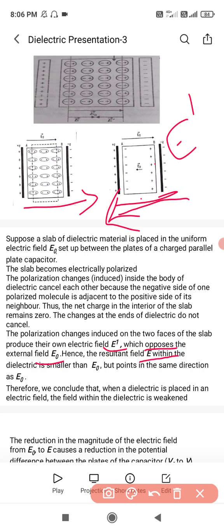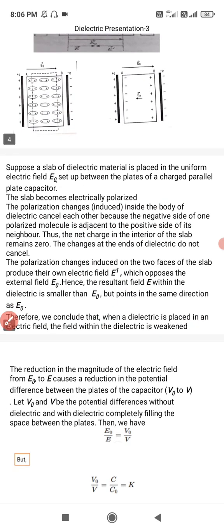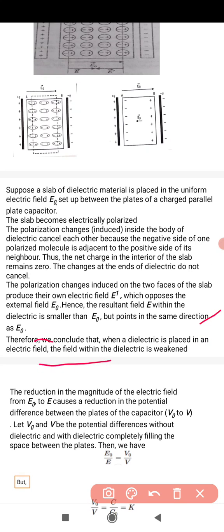Hence, the resultant electric field E obtained within the dielectric is smaller compared to E naught. It points in the same direction as E naught. Therefore, we can conclude that when a dielectric is placed in an electric field, the field within the dielectric is weakened or reduced.